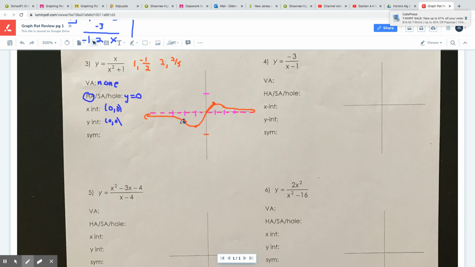If I were to rotate this 180 degrees, it's symmetric about the origin, which means this is odd symmetry. That is some odd symmetry. And there's number 3.